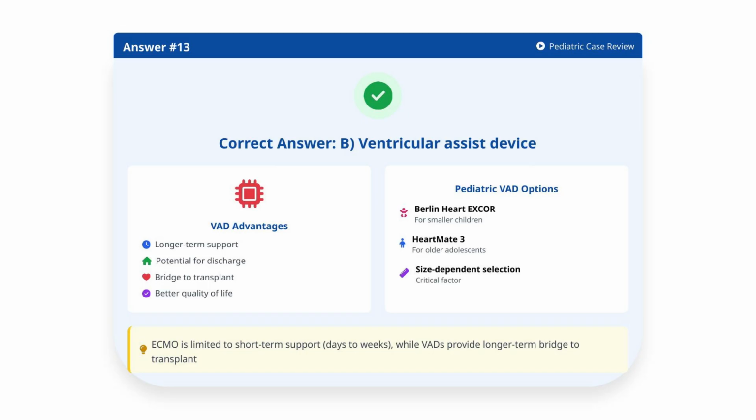For longer-term support as a bridge to transplant, VADs are generally preferred over ECMO, which is typically limited to short-term support of days to weeks. The Berlin Heart X-Core is approved for smaller children, while older adolescents may receive adult devices like the HeartMate 3. Intra-aortic balloon pumps have limited use in pediatrics. Dialysis may help manage fluid overload, but doesn't provide cardiac support.